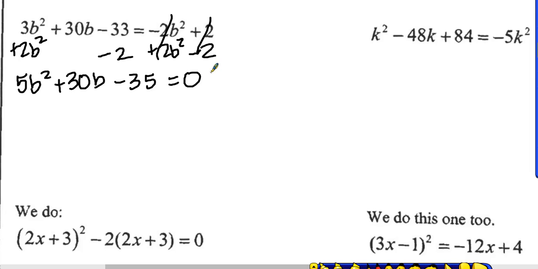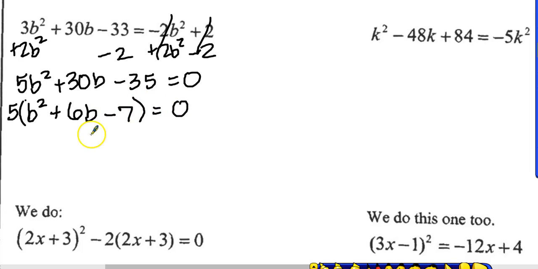Now, I could factor it in this form, but I see something that could simplify my process. What's our GCF? So let's factor it out so that our lead term is 1. So 5 times b squared plus 6b minus 7. Okay, which makes it easy to factor, right? Because our a is 1. So we could just open up our binomial pairs and take our b squared and split it, b and b.